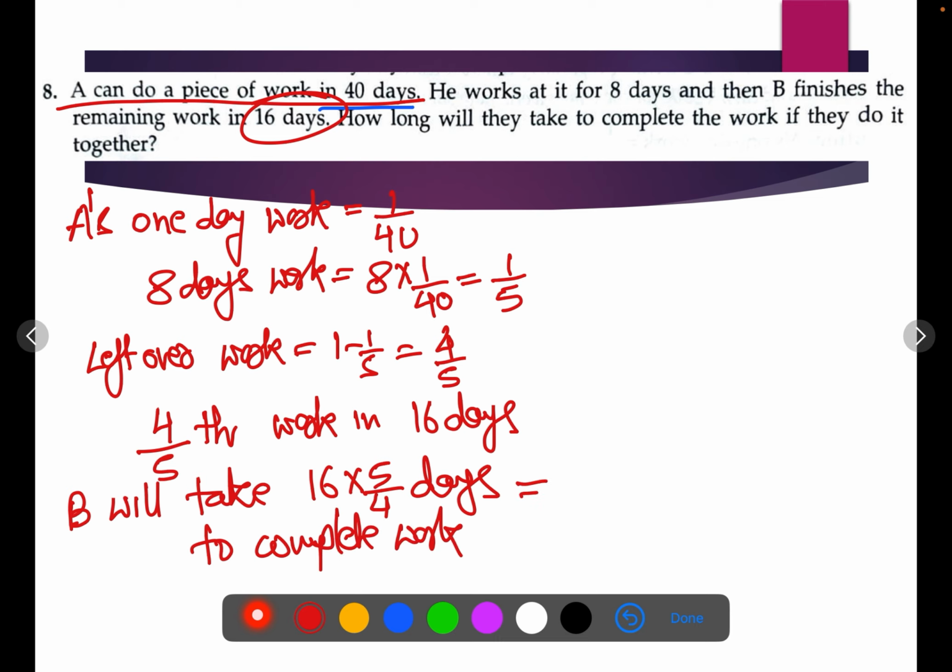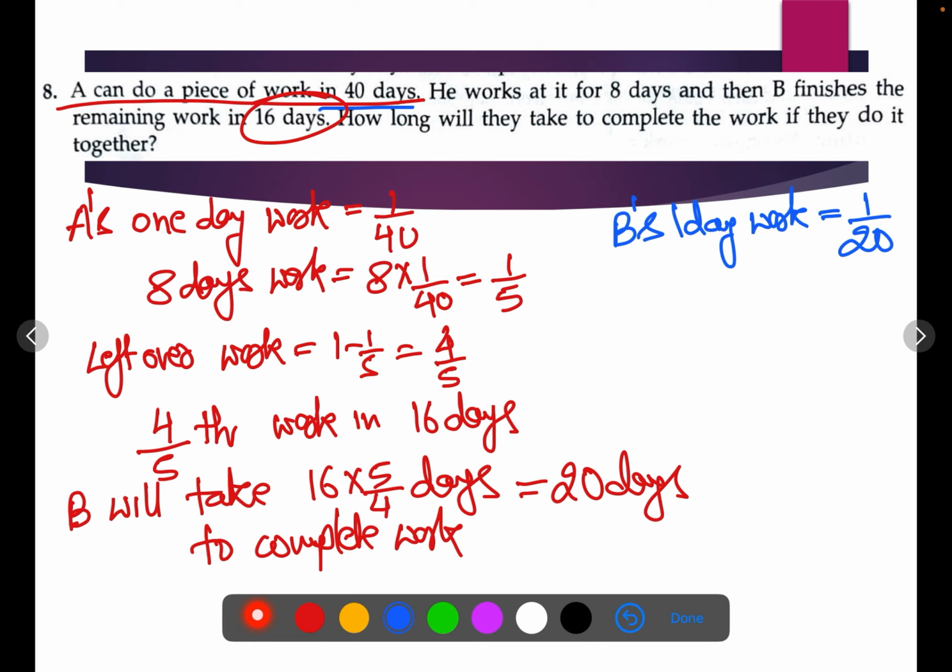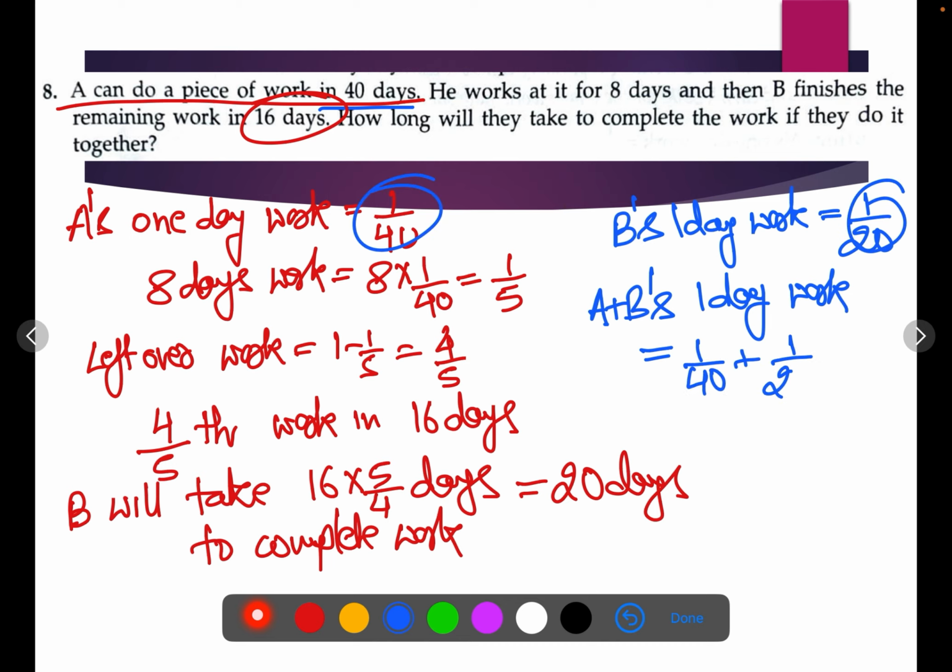So what will it give me? 16 multiply, okay, so 20 days. Now with this help, can I find B's 1 day work? B's 1 day work will be 1 upon 20. Together, A plus B's 1 day work will be this 1 upon 40 plus 1 upon 20, that is 3 by 40.